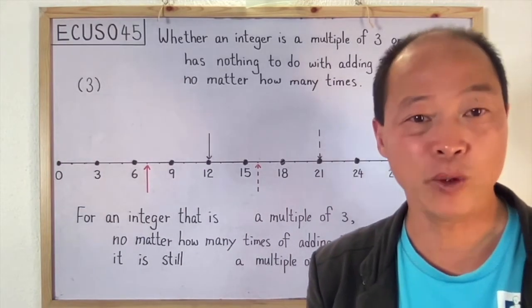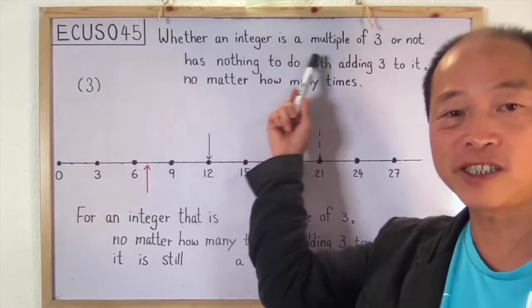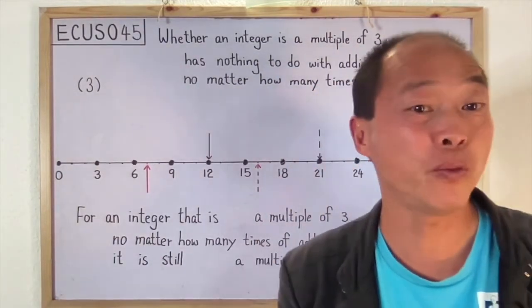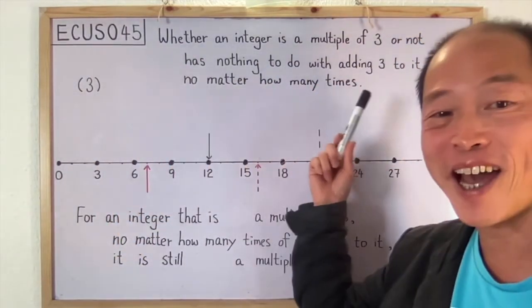After the role play, we understand that whether an integer is a multiple of 3 or not has nothing to do with adding 3 to it, no matter how many times.